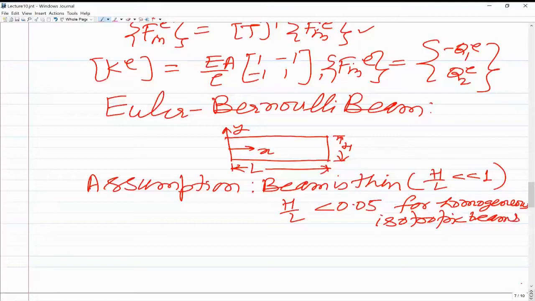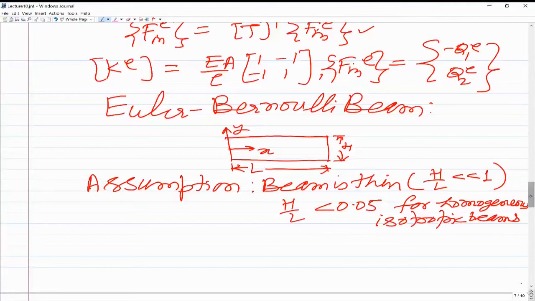In a dynamics problem, if you want to check whether it is thin or not, there would be vibration modes, and each mode would have some wavelength. So you have to check the height to wavelength ratio, h by lambda, and if h by lambda is less than 0.05, you can still say that for that mode the beam can be treated as a thin beam.